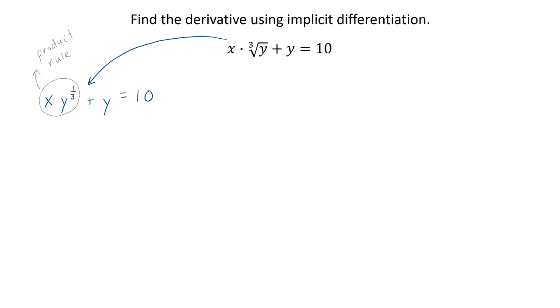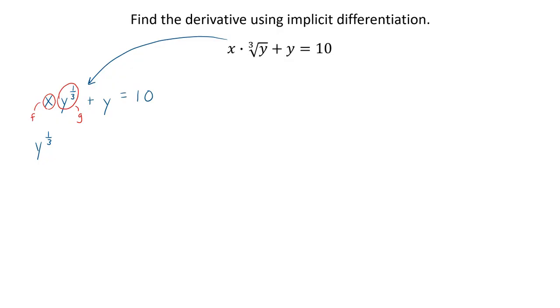The first term is a product, so we use the product rule to differentiate. The product rule is f prime g plus g prime f. And in this case, f is equal to x and g is equal to y to the 1/3. The derivative of f is 1, and we multiply that by g, y to the 1/3. That gives us y to the 1/3. That's our f prime g.